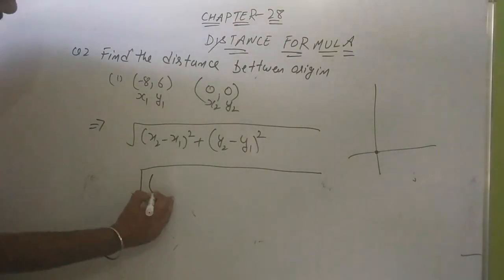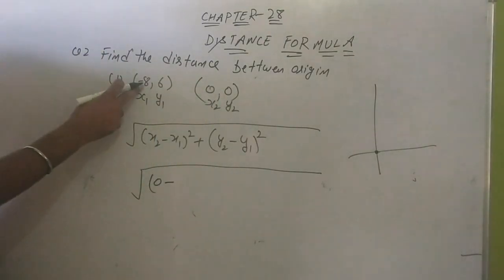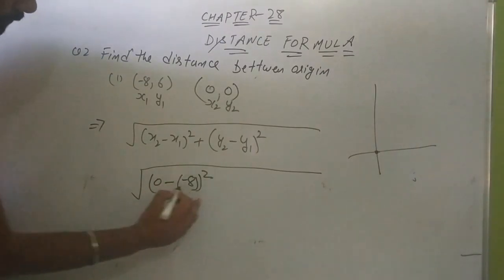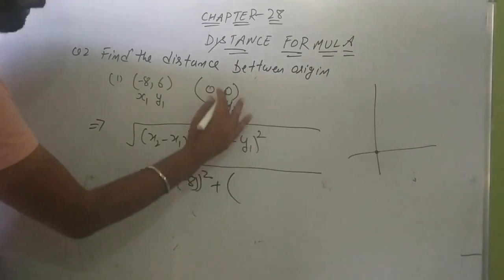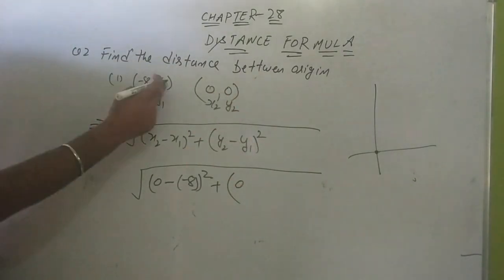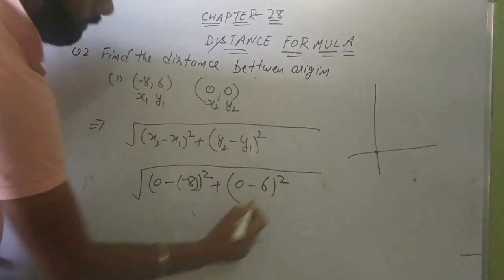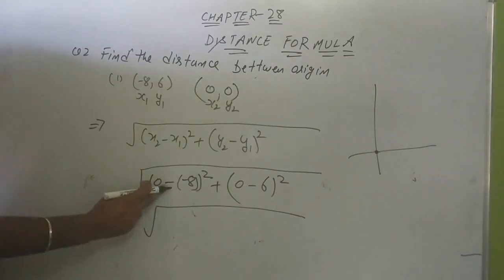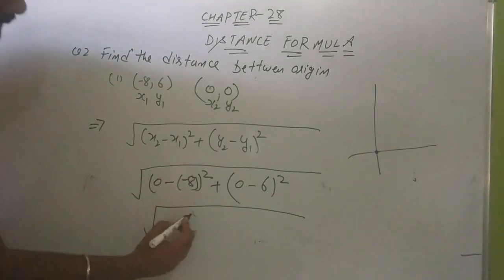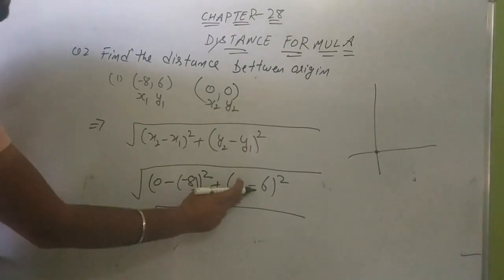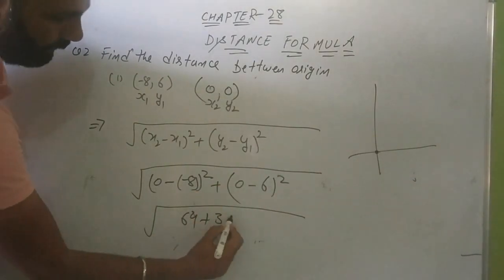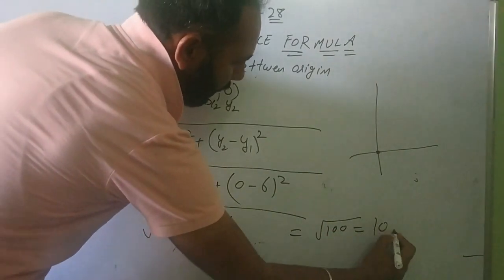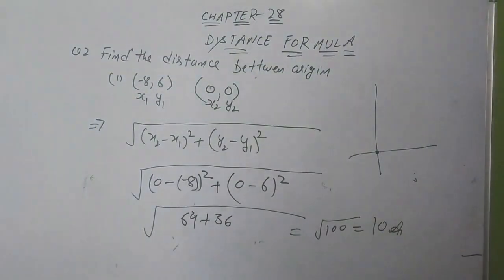x2, what is the value? 0, minus x1, the value is minus 8. So in the bracket it will become (0 minus (-8)) whole square. Now the sign of plus, the value of y2 is also 0 and the value of y1 is 6. That will become whole square. Okay. Now solve it. Minus minus will become plus, so 8 square will become 64. Here minus 6 square will become plus 36. So 64 plus 36 will be equal to 100 and the value of under root 100 is 10.